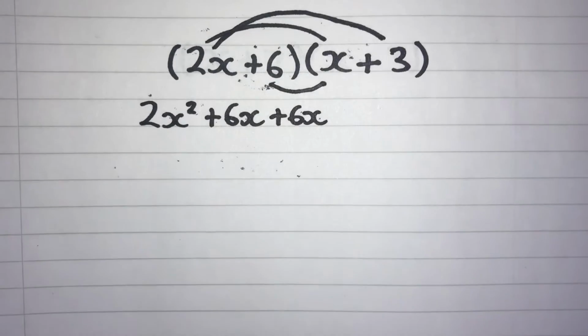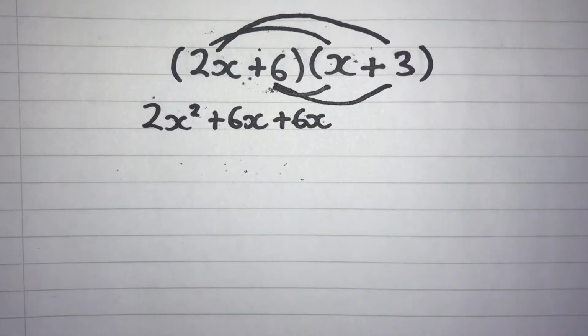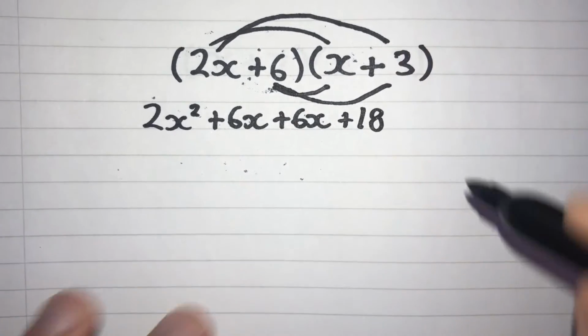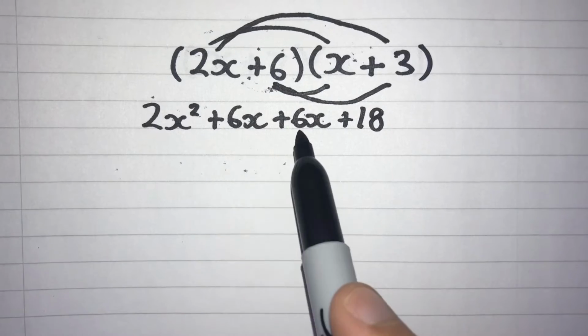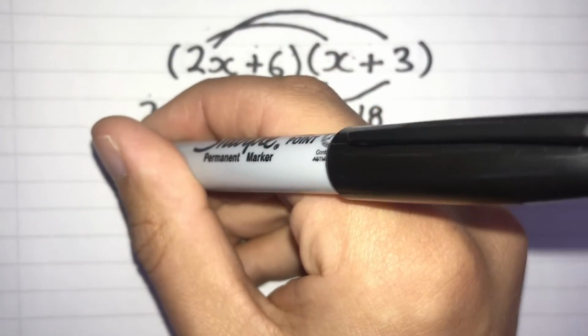And finally our lasts, 6 and 3. 6 multiplied by 3 gives us 18. So we've got 2x squared plus 6x plus 6x plus 18. And we've got to collect our like terms.